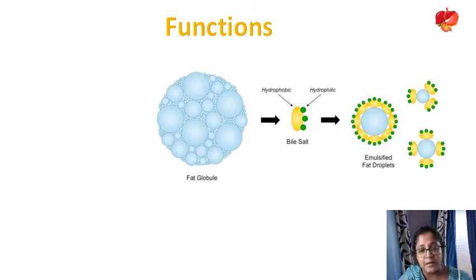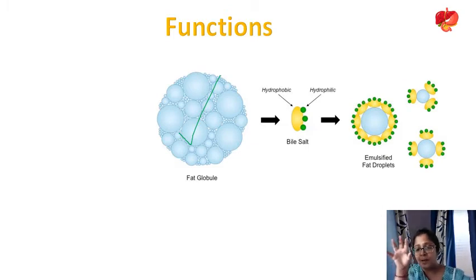Suppose this is the fat globule. Fat globules always come in a lump. You don't have separated fat globules, and fat always has a tendency to clog with one another, so it is a complete mass. So this is a fat globule, and you have to just segregate those fat globules.